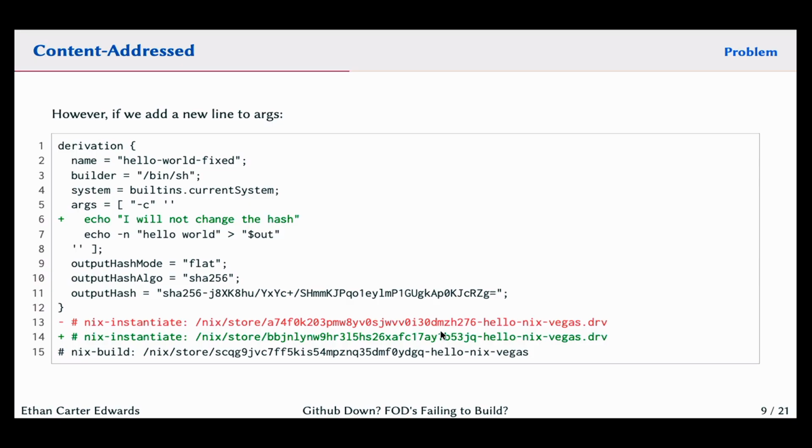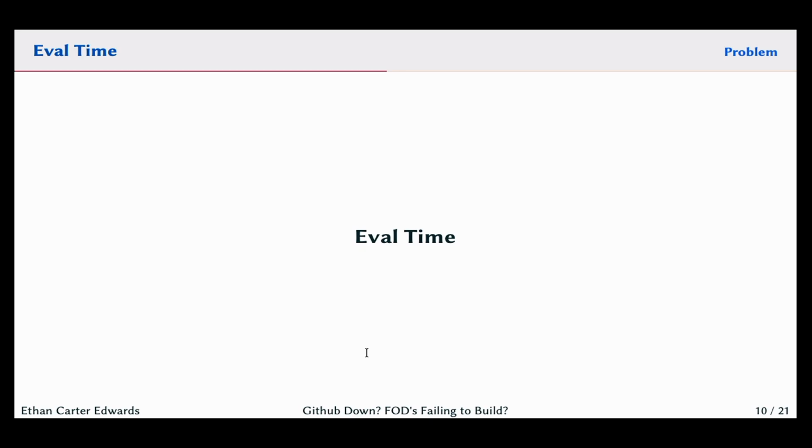If we add something to the derivation, we just echo a meaningless line change. We're not actually changing the result of the fixed output derivation, but we are changing the actual derivation itself. So you can see that derivation path has changed, but the actual build artifact is not. This is very handy. So let's talk about eval time fetching.